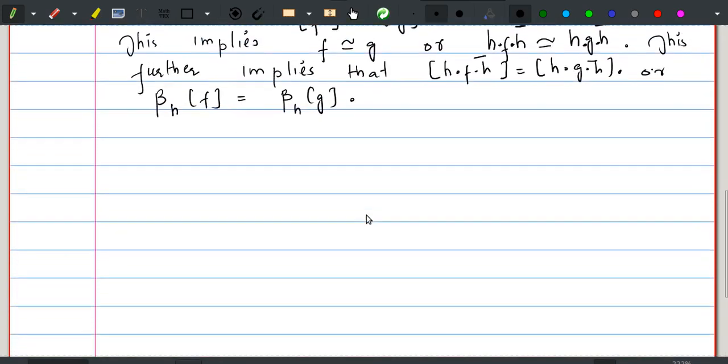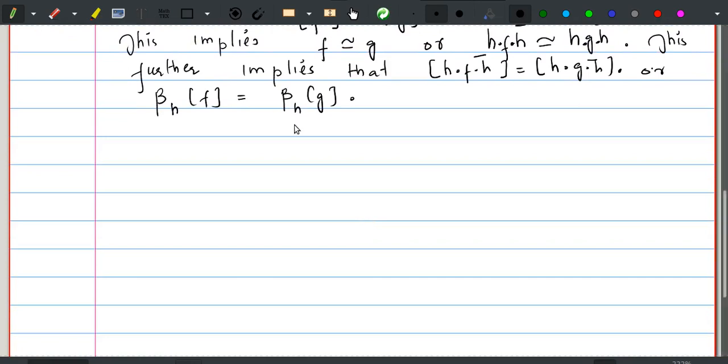Now to prove this is a homomorphism, we have that β_h is also a homomorphism.